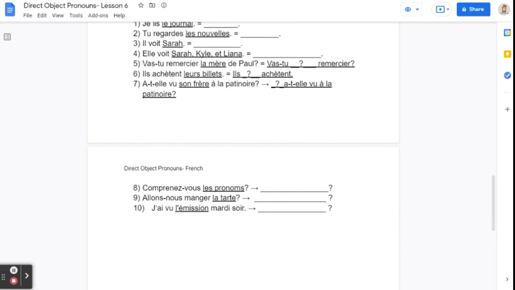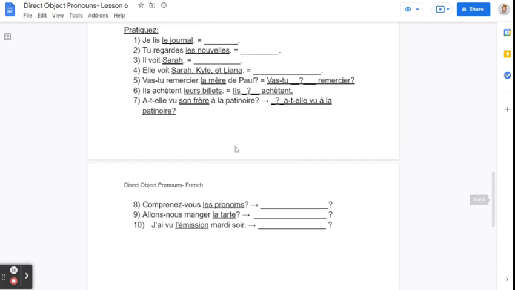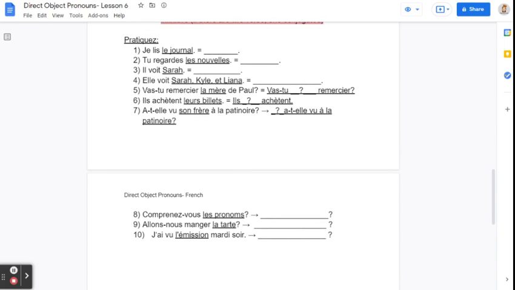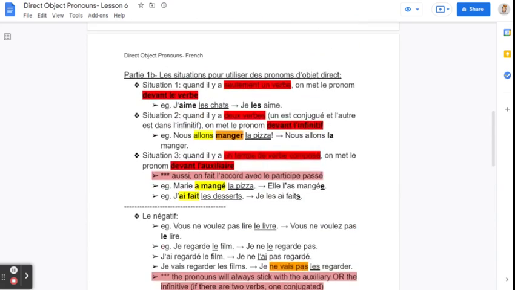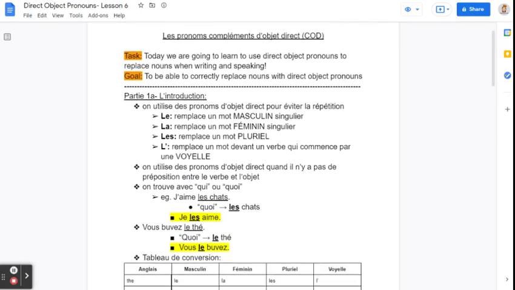Comprenez-vous les pronoms? In this case, you are going to have to make the whole sentence, plus identify which direct object pronoun would replace les pronoms. And allons-nous manger la tarte? J'ai vu l'émission mardi soir. So these are your 10 practice questions that you're going to be doing, identifying and applying the knowledge you just gained into these questions. This was our lesson for today for direct object pronouns.